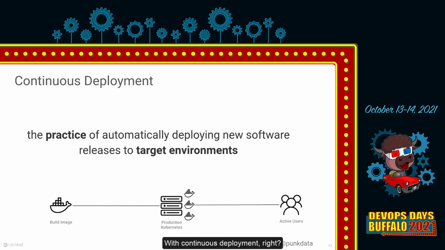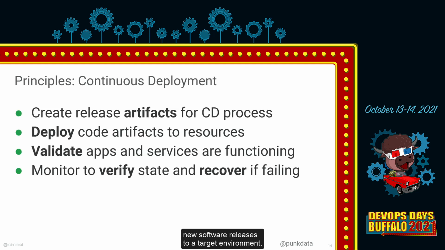With continuous deployment, right, it's essentially the practice of automatically deploying new software releases to a target environment. And on a conceptual level, here are some of the benefits, or principles, of continuous deployment. You create release artifacts for your deployment processes. You deploy those artifacts to the resources you're targeting. You can validate your applications and services are functioning after deployment, right? And then you're monitoring the state of that deployment to ensure that if there are any failures, you may also have some auto recovery type functionality built into your processes, right?